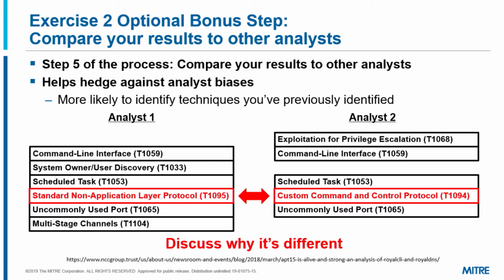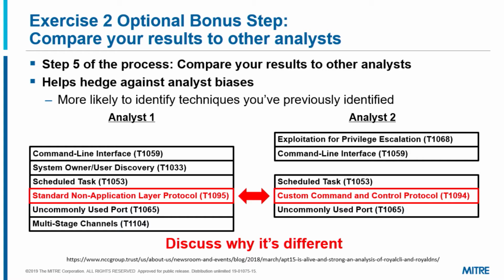As an analyst, as a human, I have my own biases. I often identify the techniques that I'm familiar with, so I see scheduled task all the time. I see spearphishing attachment all the time, so I'm more likely to identify those techniques. By comparing my results to other analysts, we can start to hedge against biases. On the ATT&CK team, we try to have at least 2 people review every report to try to put this step of the process into action ourselves. And it helps do a better job of identifying all the techniques in a report.